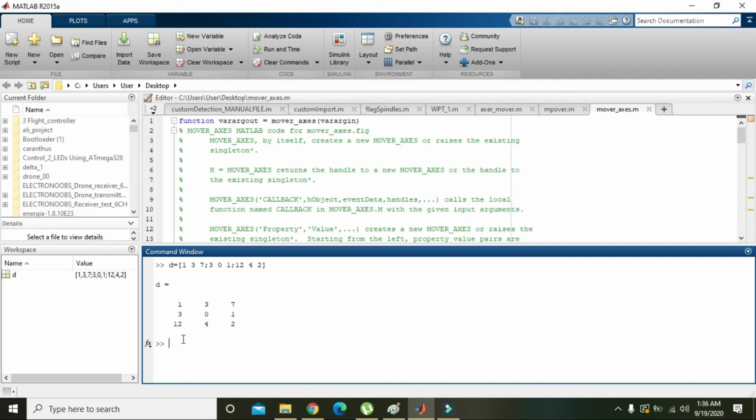Now we will take the mean of d, and here we got our answer, that is 5.3, 2.3 and 3.3.